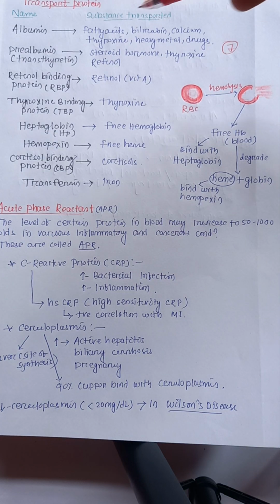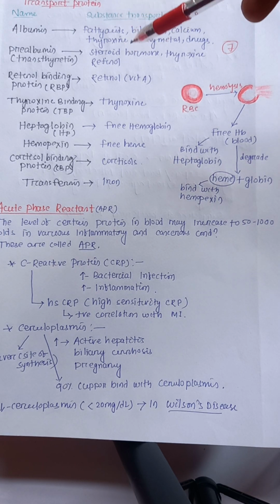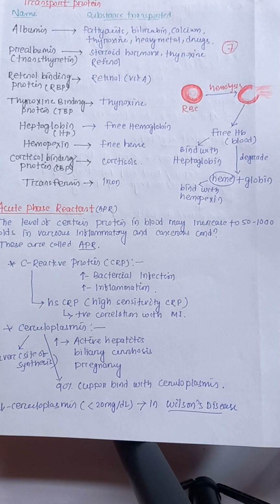First is albumin. Albumin binds with fatty acids. Whenever you study beta oxidation, at that time fatty acids bind with albumin and go to the mitochondrial membrane, where there are many transporters like carnitine, CAT1, CAT2, all these things. Fatty acids bind with albumin, bilirubin binds, calcium also binds, thyroxine also binds, and many drugs and heavy metals also bind to albumin.